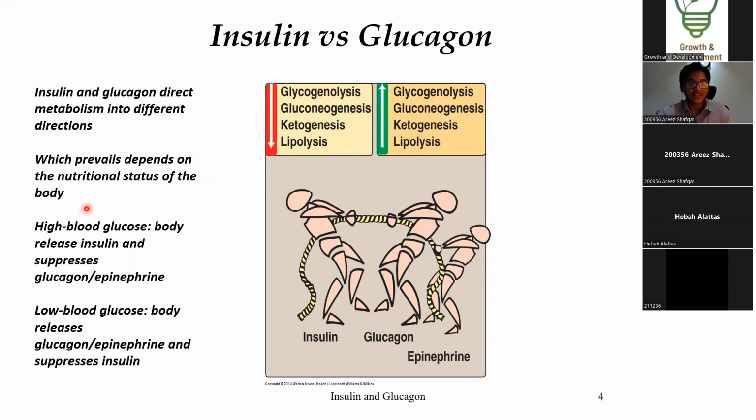Which of these pathways is activated depends on the nutritional status of the body. If the body has high blood glucose, the body releases insulin, suppresses glucagon. If the body has low blood glucose, the body releases glucagon and epinephrine, suppresses insulin. So in a low blood glucose, these pathways are activated. In a high blood glucose, these pathways are inhibited. These are just general concepts. You should remember them because at the end, I'll try and tie in everything together.